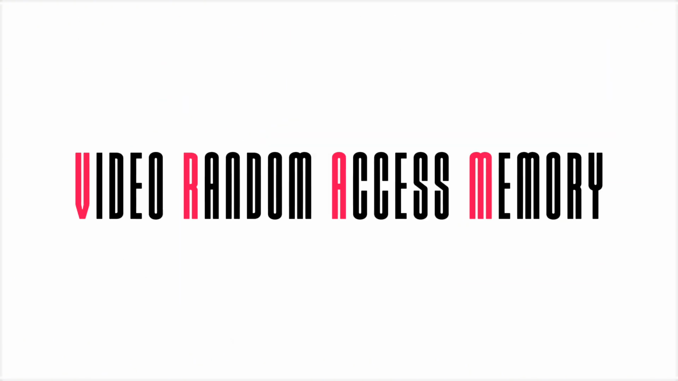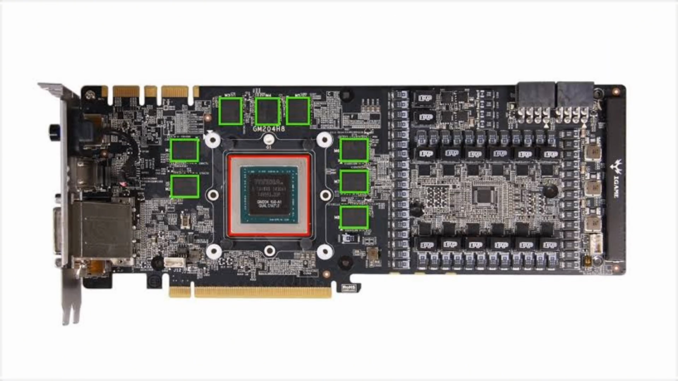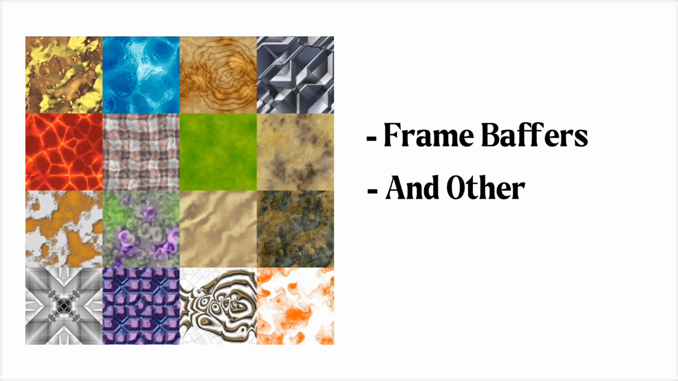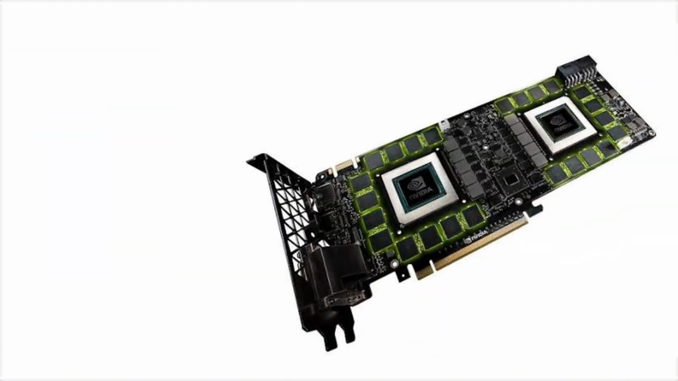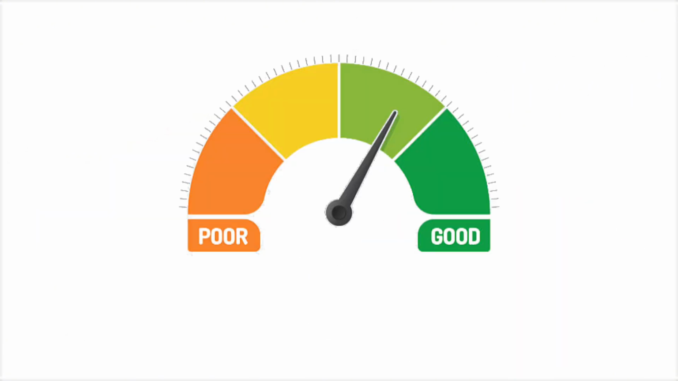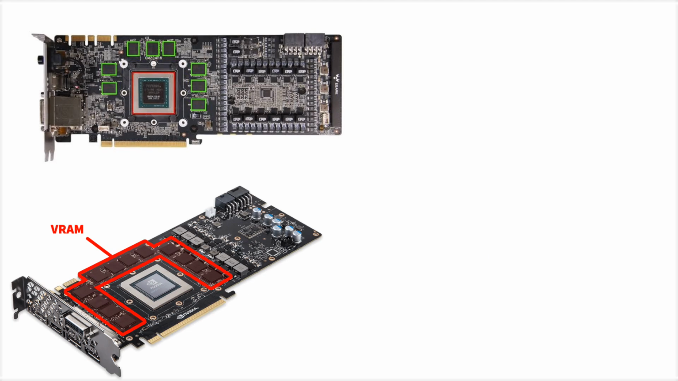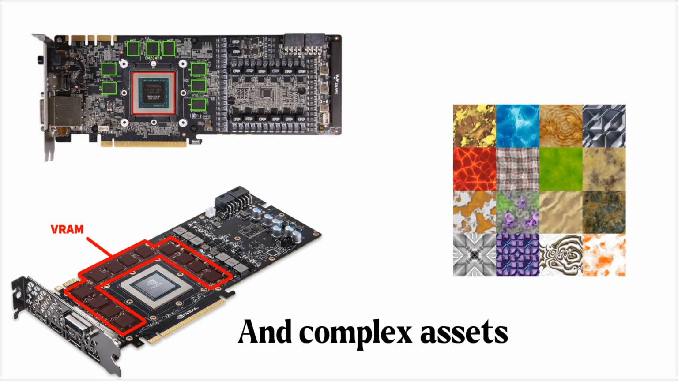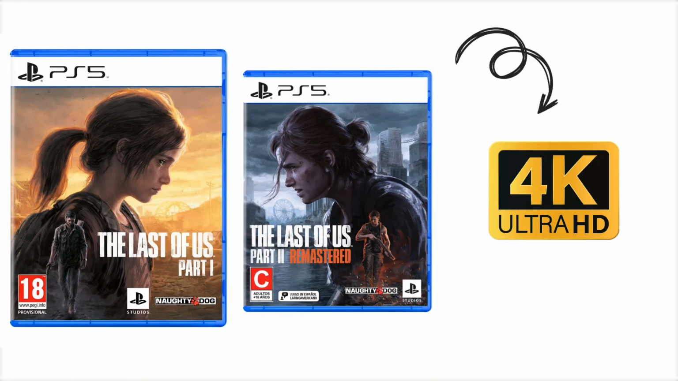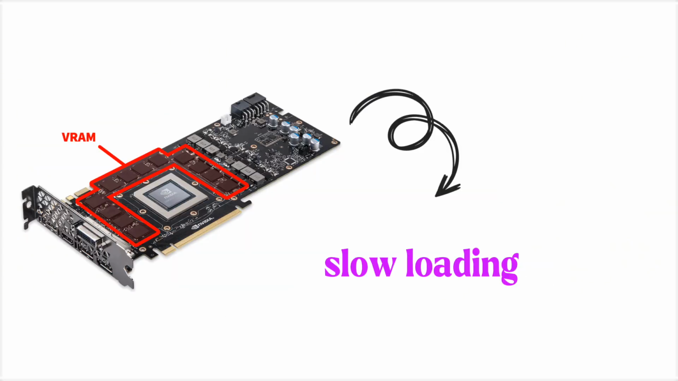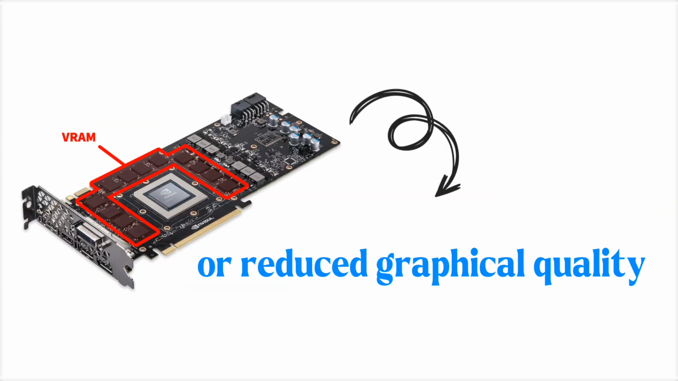VRAM, Video Random Access Memory, is the dedicated memory used by a graphics card to store textures, frame buffers, and other graphical data. Unlike System RAM, VRAM is optimized for handling massive amounts of visual information at very high speed. Larger VRAM capacity allows games to load higher resolution textures and complex assets. It stands out as a critical component for high-resolution gaming such as 4K. It matters because insufficient VRAM can cause stuttering, slow loading, or reduced graphical quality.